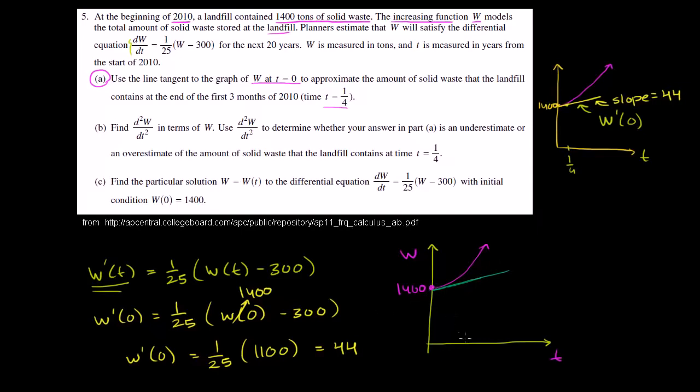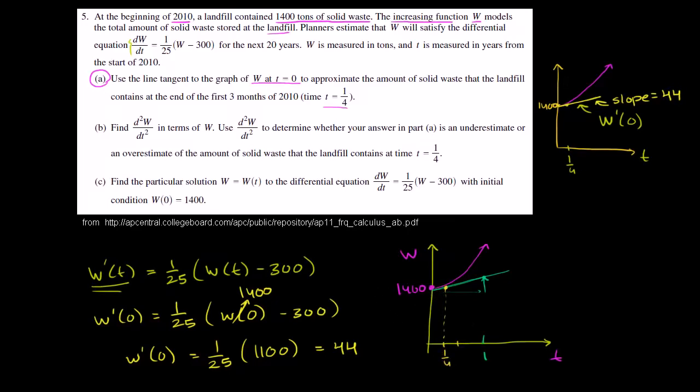So that is our tangent line. And what that's saying is if we go out one unit of time, which is 1 year, then we would have gone up 44 in tonnage. So if we use this line as an approximation, after 1 year, this point would have 1,444 tons. But we're not trying to approximate a year out. We're trying to approximate a fourth of a year out. So this would be half a year out. This is 1/4 of a year out. We're trying to approximate that point right over there.